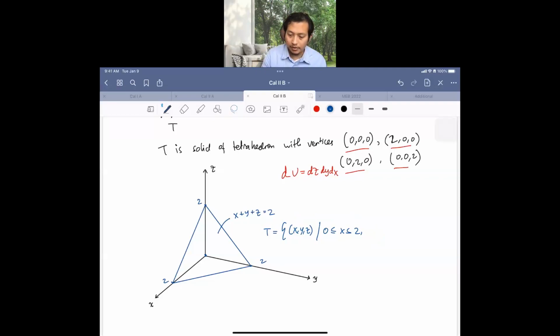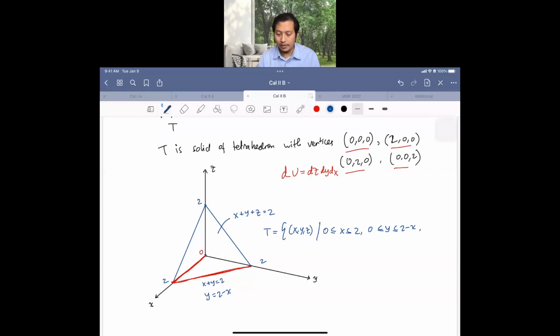So if x is from 0 to 2, then this will be y, right? This is x going from here, then y is from 0 up until this line here. And this line is x plus y equal to 2, so y is 2 minus x. So we could write down that y goes from 0 to 2 minus x.